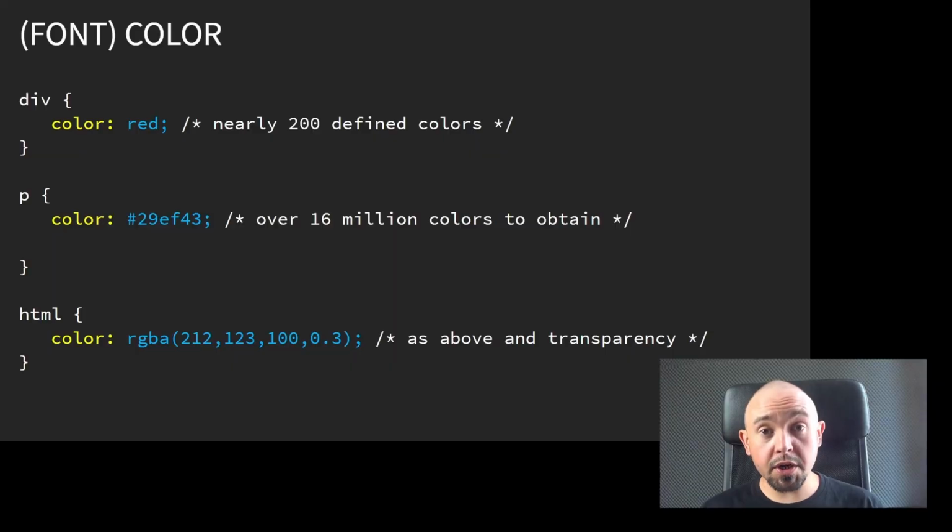The color property is responsible for the font color. We declare it in the same way as the background color. We can use a defined name, a hexadecimal number, or the RGB function, or the RGBA function if we want our font to be somehow transparent and blend with the background.